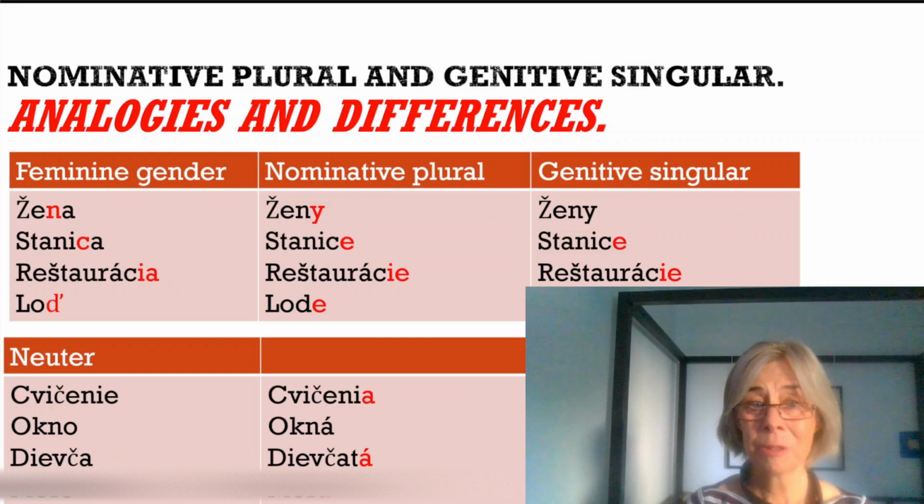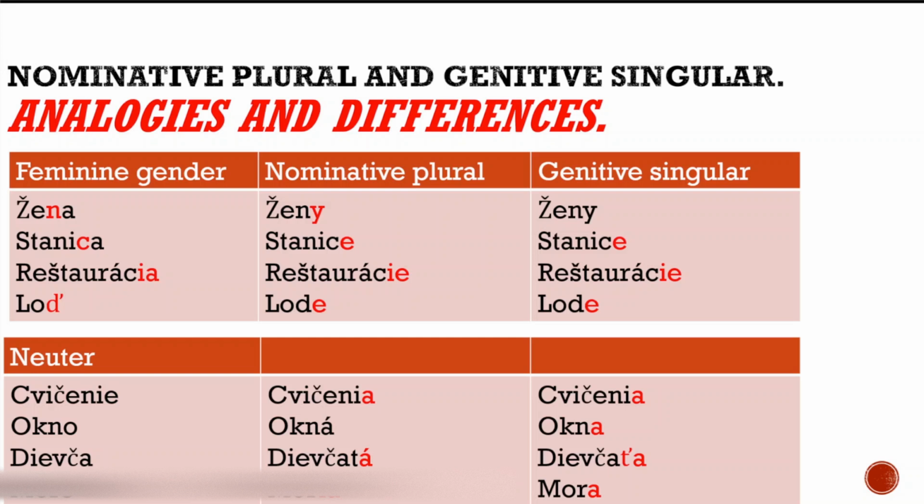And loď is also a feminine noun, so plural lodě. What do you think will be the genitive? Well done. Lodí. Let's look at the neuter gender. Cvičenie, plural cvičenia, genitive singular, bez cvičenia. Very nice, but not everything is going to be so simple for neuter gender. Okno, plural okná, genitive singular, bez okna. Notice short a for genitive singular, a long á for nominative plural.